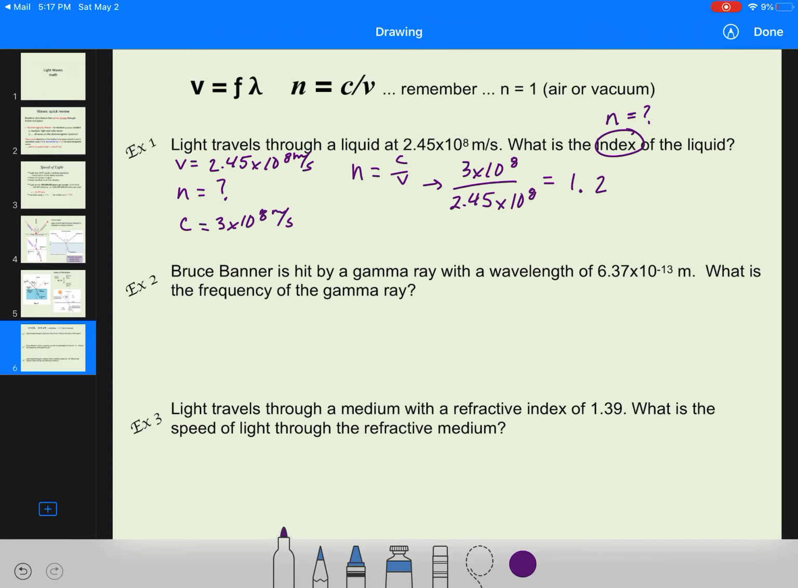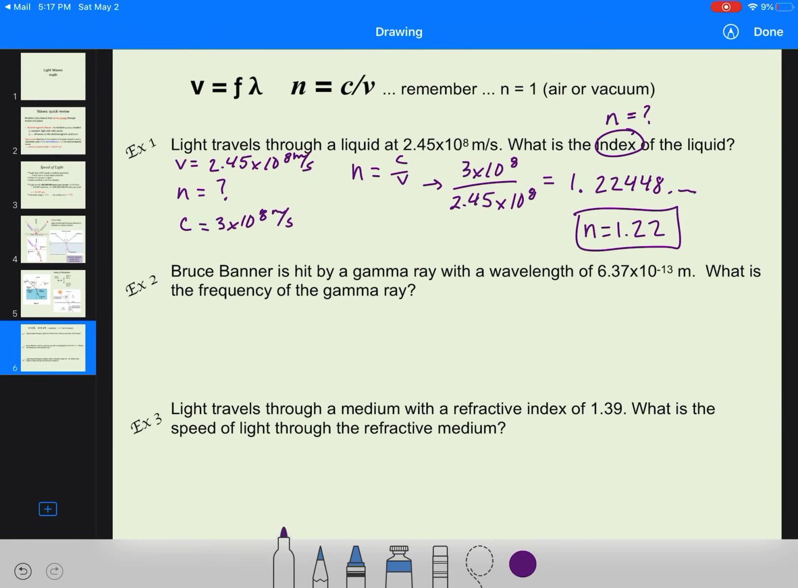And we get 1.22448, blah, blah, blah. Okay, of course, we're going to round this for sig figs. So my N value would be 1.22. Guys, your N value should always be 1 point something. If you get anything less than 1, you messed up. If you get some really crazy big number, you messed up.